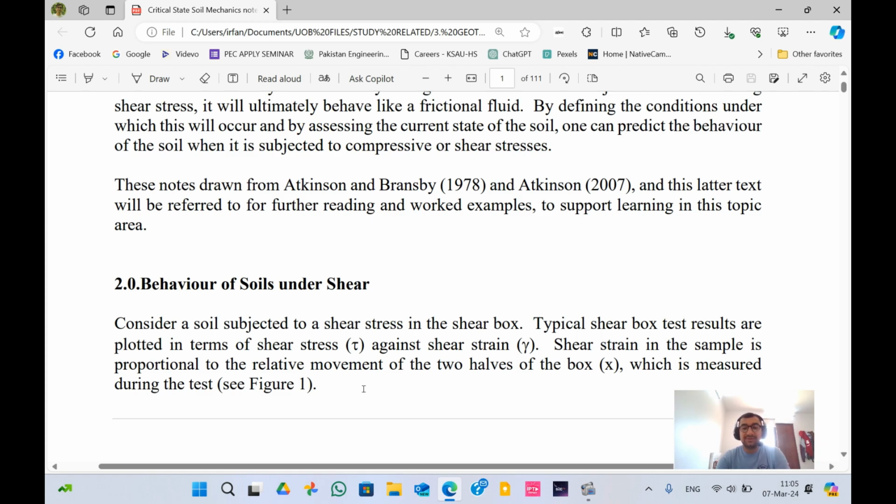Now, the typical shear box test results are plotted in terms of shear stress against shear strain. Anything that we plot regarding the soil in a shear box test, we have to give the results in a shear stress against shear strain graph. The shear strain in the sample is proportional to the relative movement of the two halves of the box. The box moves like this, like shear, so it is related to how these two layers move in that box.